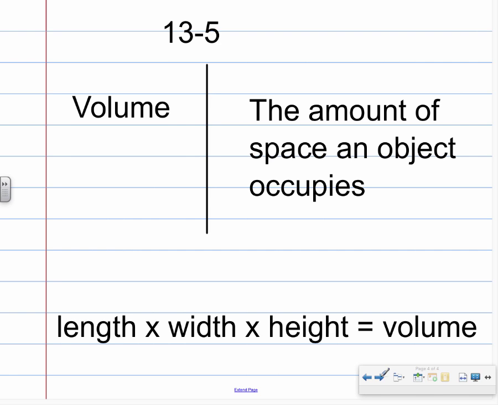Take out your notes, please. Our notes for tonight on lesson 13-5 is volume, the amount of space an object occupies. And the formula is length times width times height equals the volume.